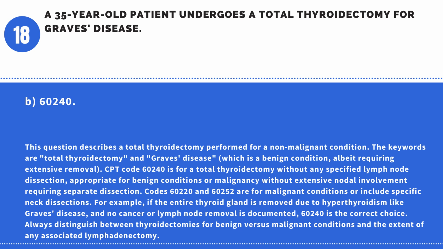Codes 60220 and 60252 are for malignant conditions or include specific neck dissections. For example, if the entire thyroid gland is removed due to hyperthyroidism like Graves' disease, and no cancer or lymph node removal is documented, 60240 is the correct choice. Always distinguish between thyroidectomies for benign versus malignant conditions and the extent of any associated lymphadenectomy.